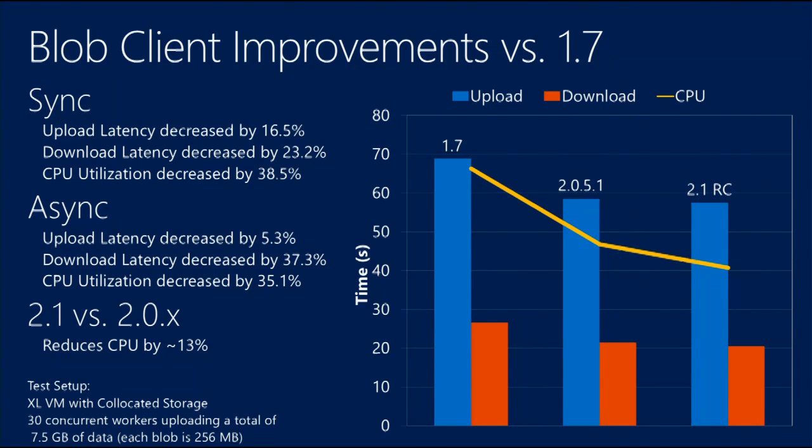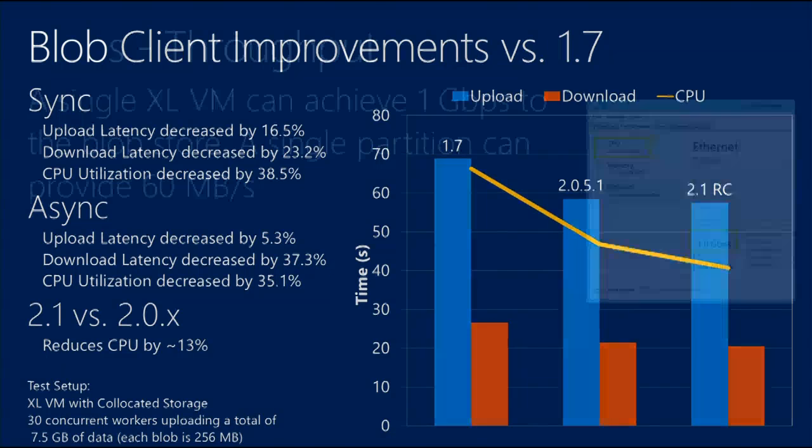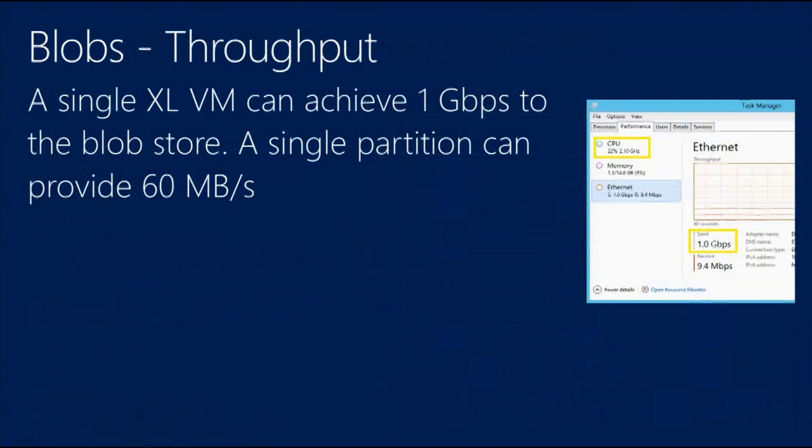Something else to notice here is that 2.1 versus 2.0, the latency is only dropped by just a handful of percentage points. We looked at this, and basically we are truly network bound. We've removed the client out of the critical path, and now you just have more and more resources. So achieving the same latency for those operations, you can see that we've still decreased CPU by close to 13%. The test setup here is just an XL VM with 30 concurrent blob workers uploading and downloading 256 megabyte blobs at a time.